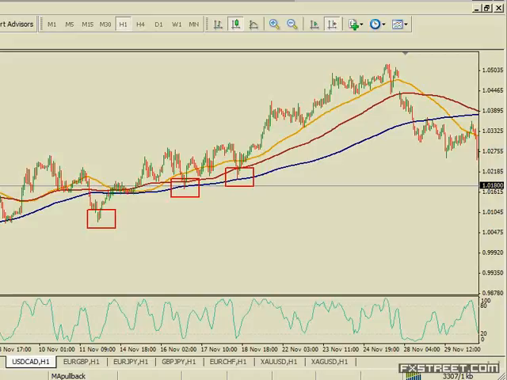That's my first criteria. Second criteria is a pullback, a deep pullback. Third criteria is a breakout, in this case, a breakout of stochastics.